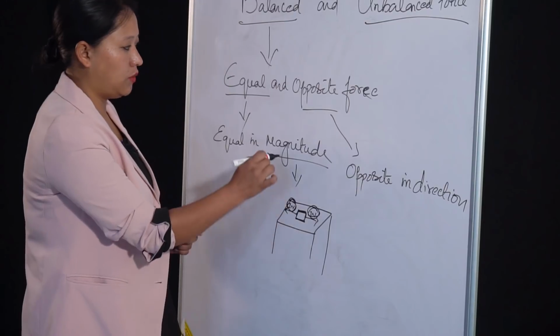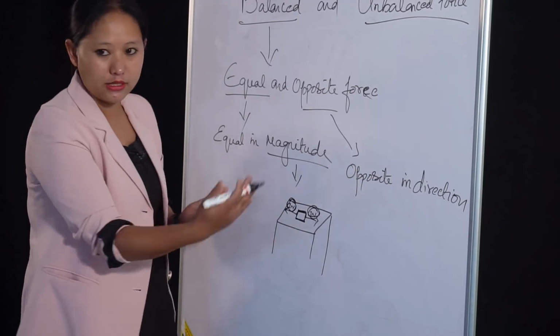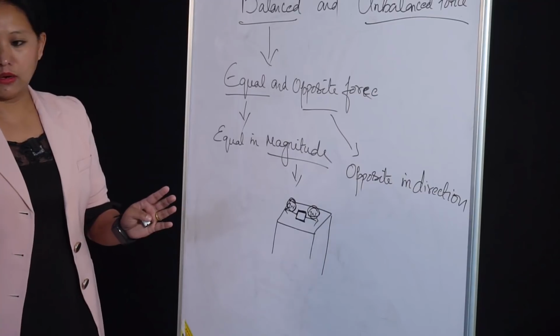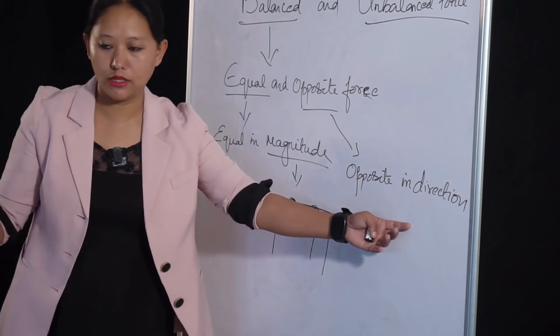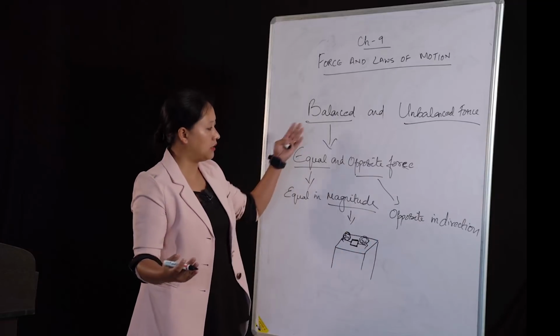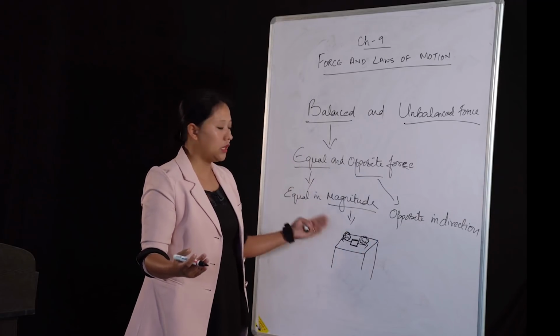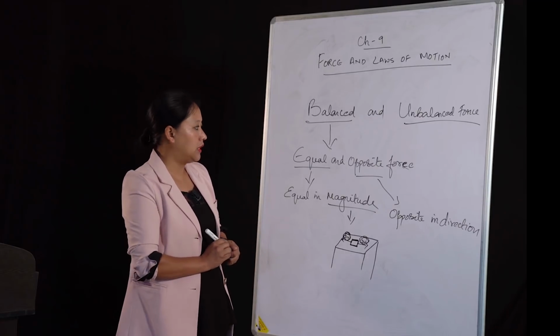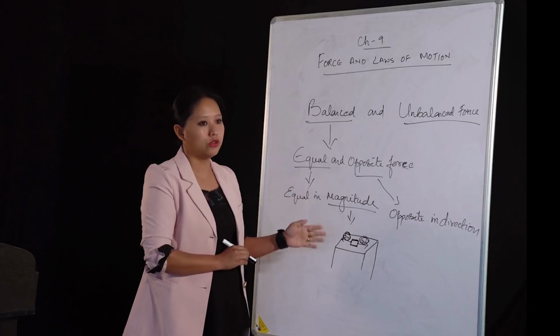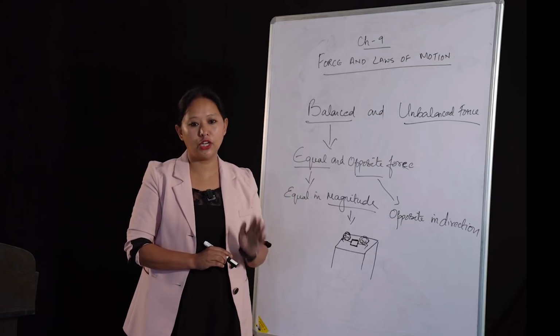That is 1 Newton and 1 Newton. And since one is on the right hand side and the other is on the left hand side, they are opposite in direction. So this is called balanced force, that is equal and opposite force. And one important thing here is that balanced force does not cause any change in motion.